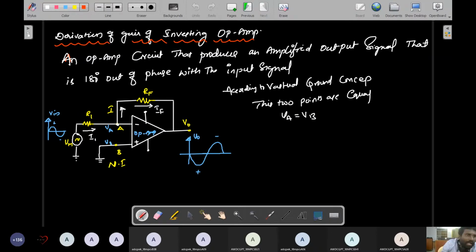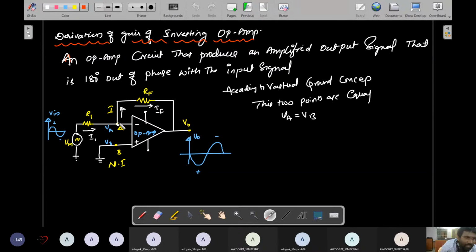See, this is an operational amplifier circuit that produces an amplified output signal that is 180 degrees out of phase with the input signal. So that means whatever input is given to the inverting terminal will be amplified gain times the input voltage, but it maintains a 180 degree phase shift with the input signal.